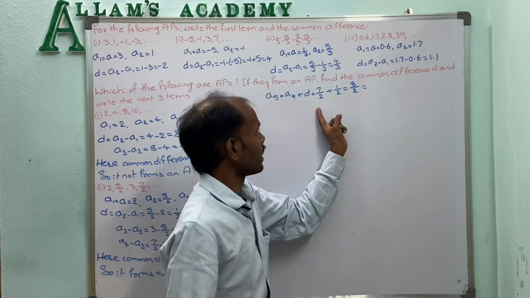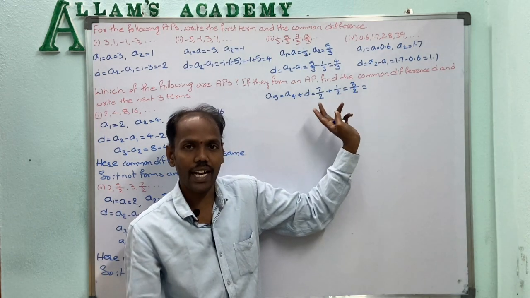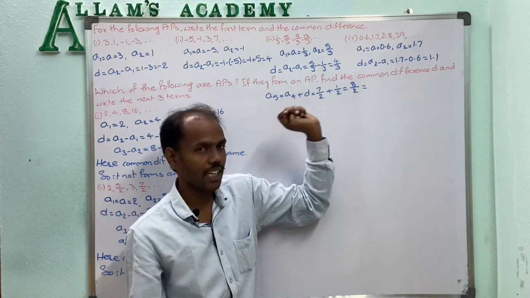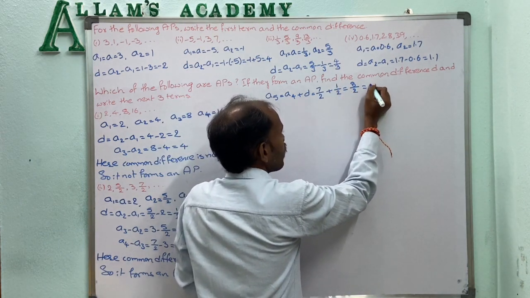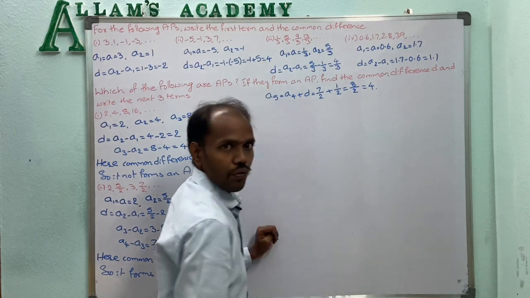Why? Because the denominators are equal, so they are like fractions. So we directly add the numerators: 7 plus 1 means 8. So 8 by 2 is nothing but 4.